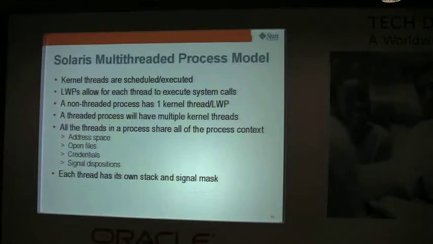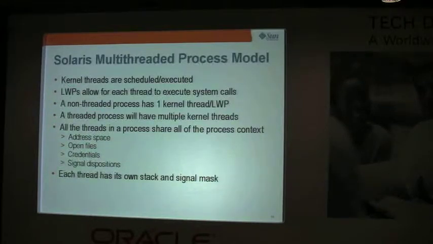A non-threaded process has one kernel thread and one LWP, and then your address space, and so on. So simple. A threaded process has multiple kernel threads associated with multiple user space threads, but you still have just one address space. All the threads in a process share the process context: the address space, open files, credentials, and signal disposition. This turns out to be a little bit of a problem. It makes programming with signals in a multi-threaded process a little harder than it needs to be.